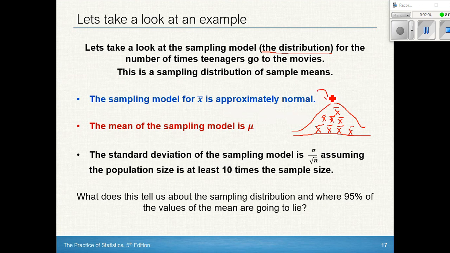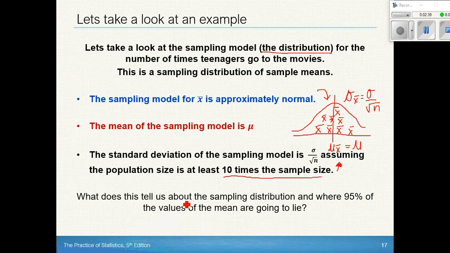This sampling model for X bar is approximately normally distributed. The mean of this distribution, just like we did in Unit 6, the mean of the sampling distribution is the same as the population mean. The standard deviation of this model, remember, to get the standard deviation, we are going to take the population standard deviation and divide by the square root of n. Now, we're assuming that the population is at least 10 times the sample size. You need that for your standard deviation and your independence condition.